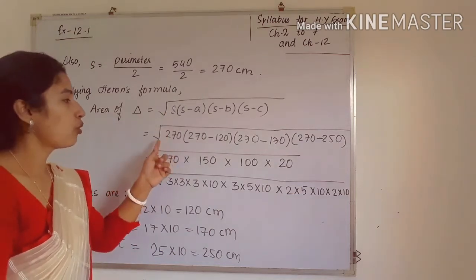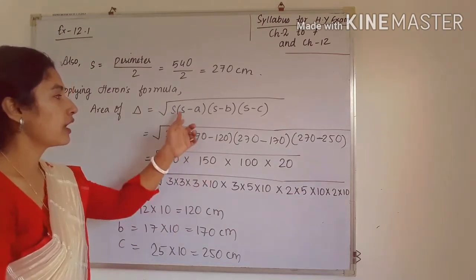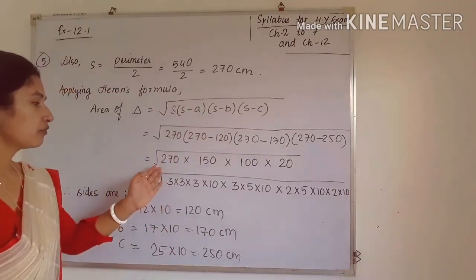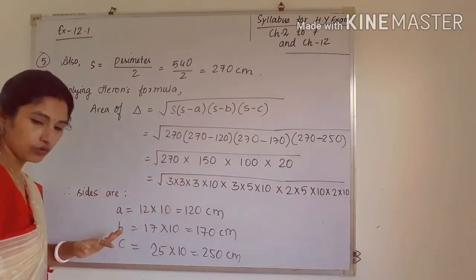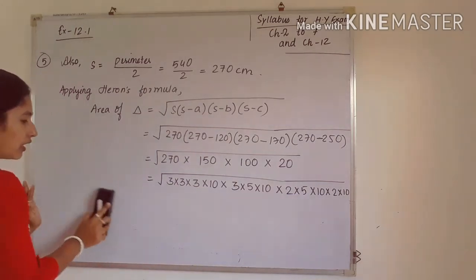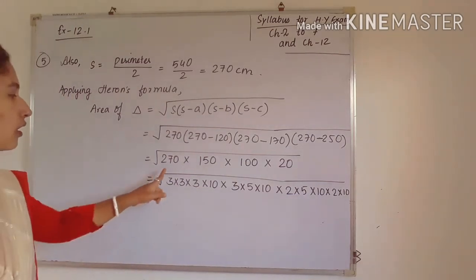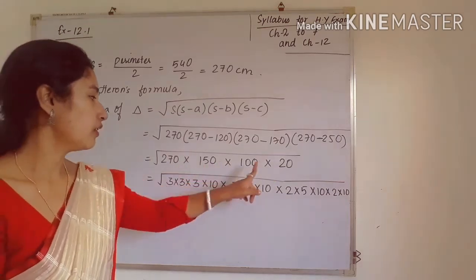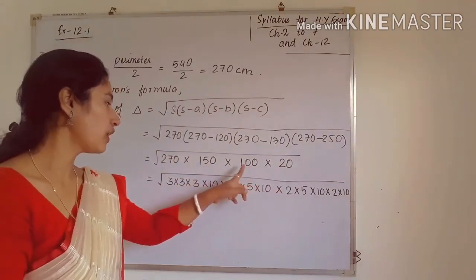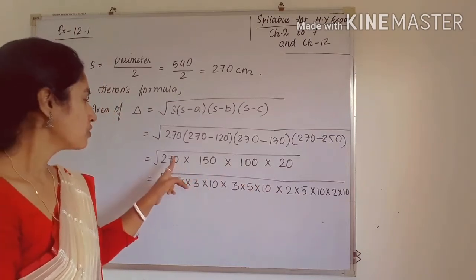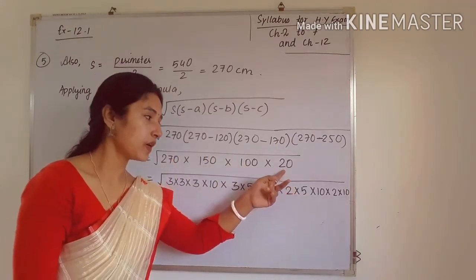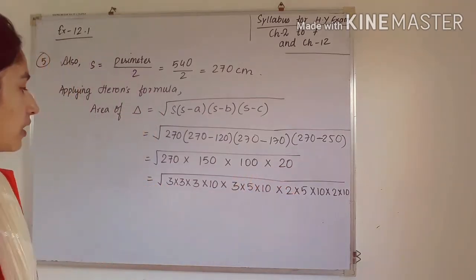So we have to put all the values, that is S, A, B and C. Okay, so finally we are getting this one. Okay, so see here, now I have factorized 270, 150, 100 and 20. So see here, from all the numbers we will get 10 each. Okay, so there will be a total of 4 tens. Okay, so we can easily pair them. So I have not factorized 10 further.